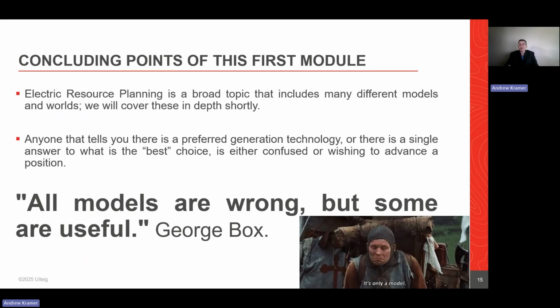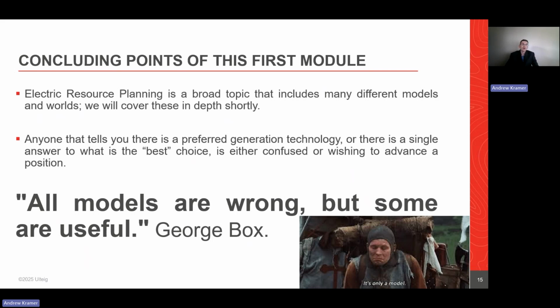Let me give you a concluding point here to the first of these three-part modules we had. As we start moving into that broader picture of what is energy market modeling, integrated resource planning, when we get into formal electric resource planning. Electric resource planning, no doubt, is a broad topic and includes many different models and worlds. We're going to cover all these shortly, as I just said.